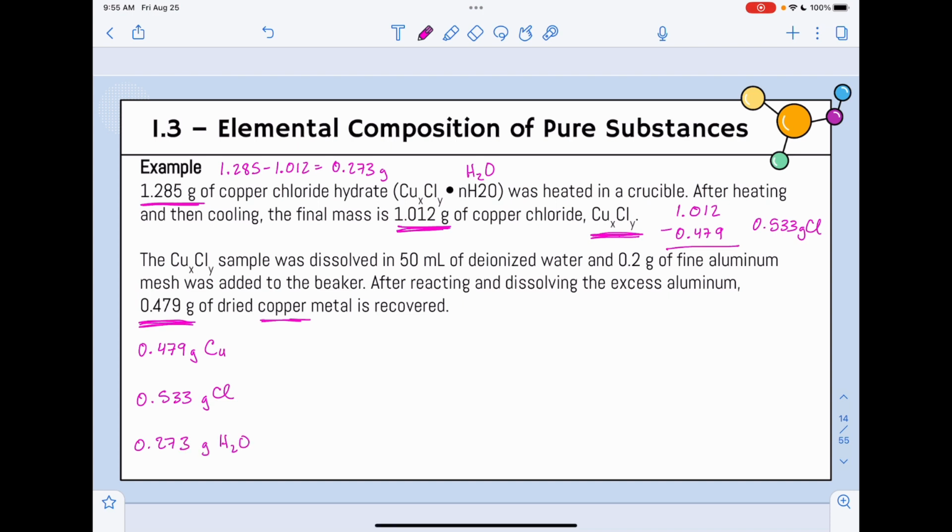Okay, so now we know each of our components. So we are going to convert all of these into moles, because when we're looking at chemical formulas, we're looking at mole ratios. Okay, so we're going to use our periodic table here. So 1 mole of copper is, this would be useful if I had my periodic table in front of me.